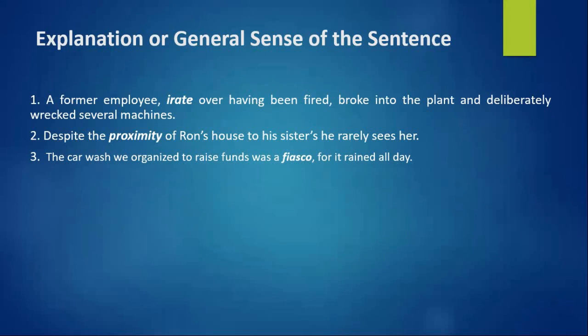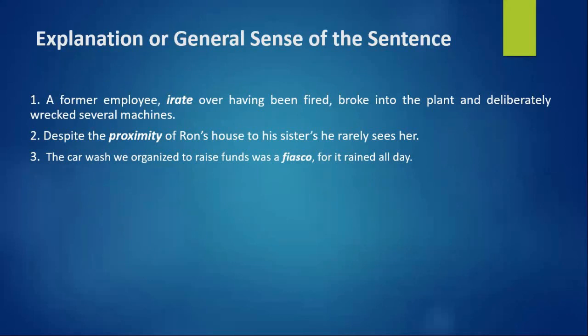Now, you know what happened: we organized a car wash for raising funds, but it turned out to be a fiasco because it rained all day. Which means that we organized a car wash and it started raining. So fiasco would probably mean that it turned out to be a disaster, an unsuccessful event, a disastrous event, in fact. So this is what fiasco means, and you were able to understand the meaning by looking at the overall context that was provided.